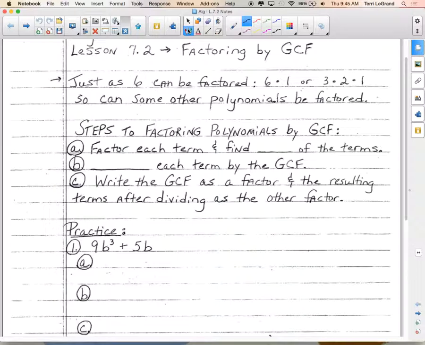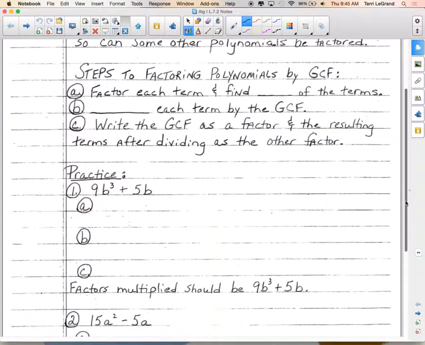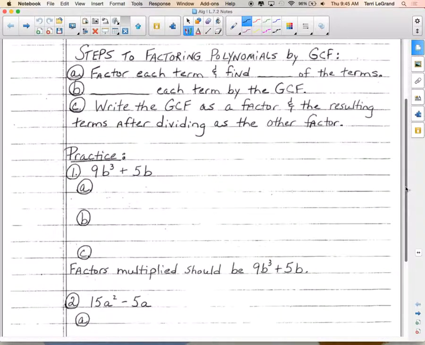So just as 6 can be factored to 6 times 1, or 3 times 2 times 1, so can other polynomials be factored. 6 is a polynomial, isn't it? What kind of a polynomial is 6? What would we classify it as? A constant, monomial, yeah. So 6 is a polynomial. It can be factored. Well, so can other polynomials. Most polynomials can be factored, okay?